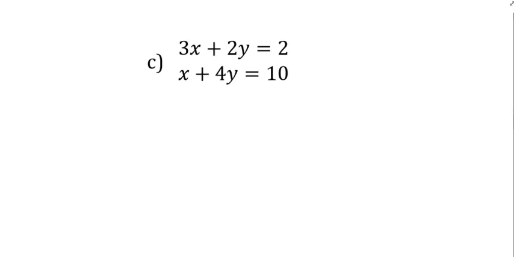Noah, what do you think? Why? Very nice. I could multiply the first one by 2, 6x, 4y, and 4. I have to multiply everything by 2. And then I've got 4y and 4y. It would work. What else could I do, though?